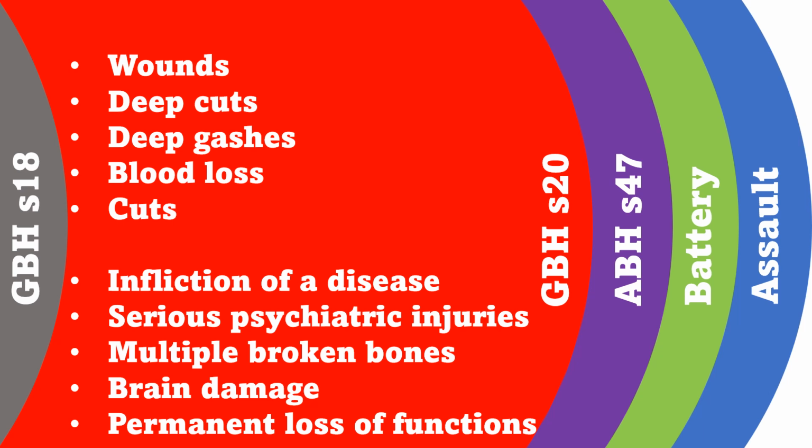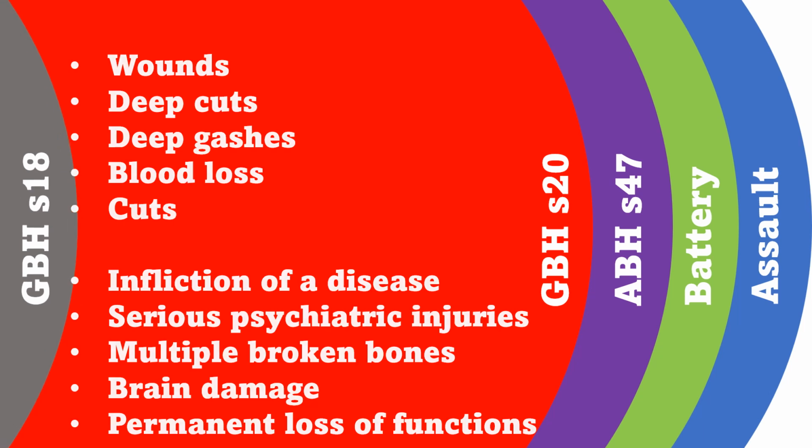Now for GBH section 20, of course, although the actus reus is different, there are some tricks to spot the difference between the two. So for GBH section 20, we have things like wounds, and you might see wording like deep cuts, deep gashes, blood loss or cuts, and that's the trigger for you then to go and think that's GBH, that's a wound, and so I need to apply section 20 or section 18. You might also see an infliction of a disease, serious psychiatric injuries, multiple broken bones, brain damage, permanent loss of function, so something which is very serious.